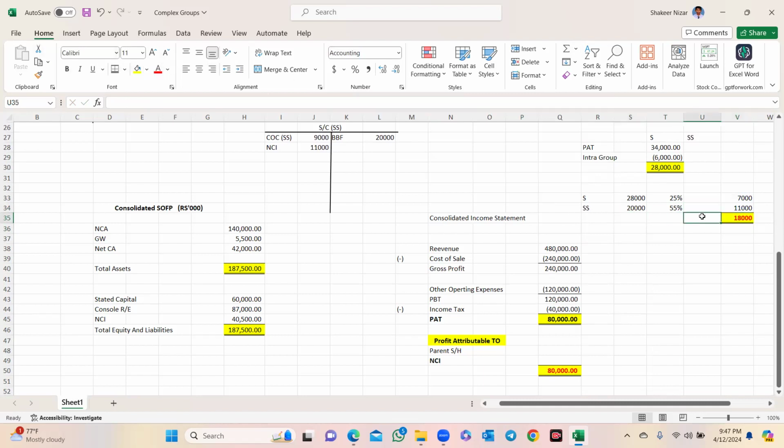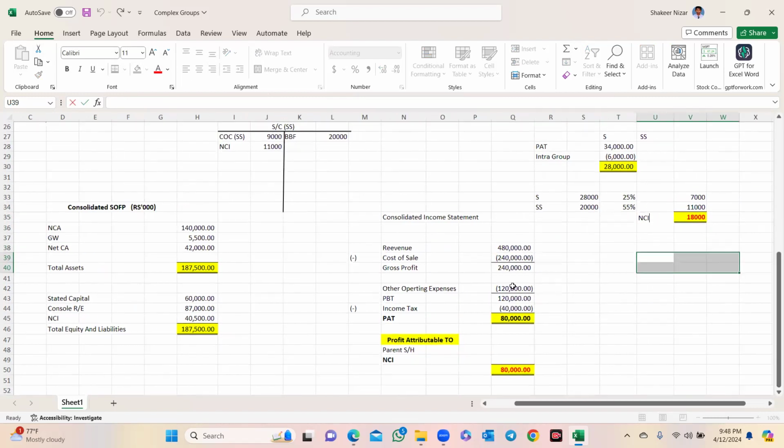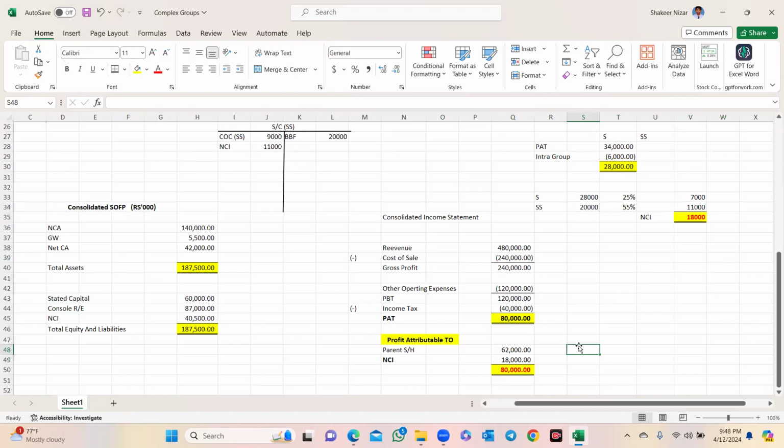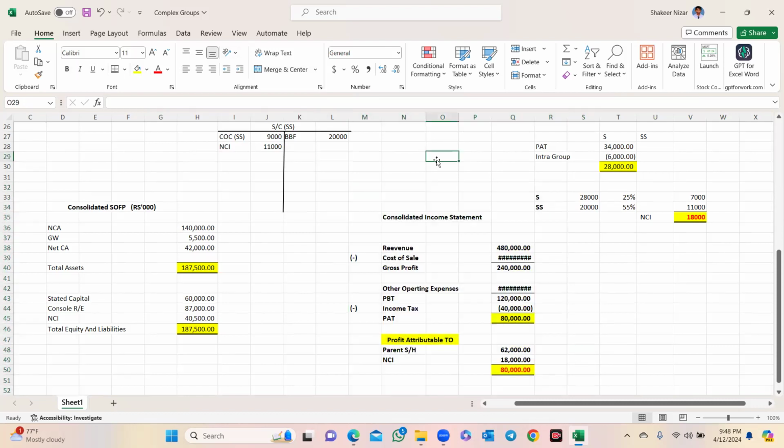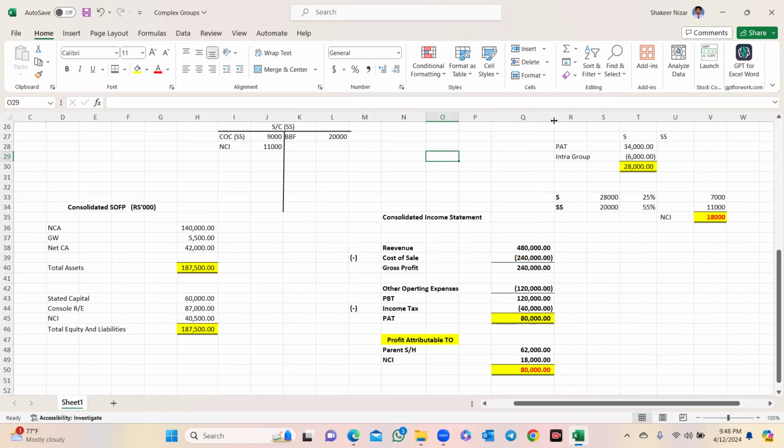NCI, it is 18,000. The remaining balance, 80,000 minus 18,000, is the parent portion, 62,000. That is the distribution, right? I think that is clear. With that, we can conclude this session, right? Thank you.